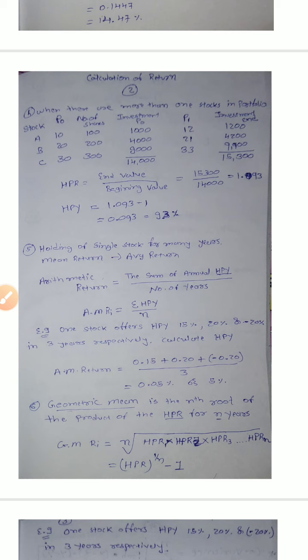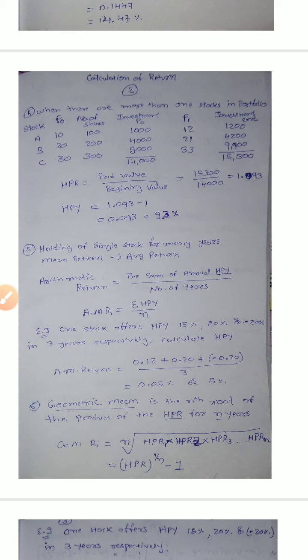Now at the end of 1 year, that is P1 we are talking about. So the prices at the end of the 1 year are 12 rupees, 21 rupees and 33 rupees for A, B and C respectively. So what will be the investment value? Again we need to multiply the price with the quantity of shares you hold. So 12 into 100 comes to 1200, 21 into 200 comes to 4200, and 33 multiplied by 300 comes to 9900. So the total value of investment comes to 15,300.